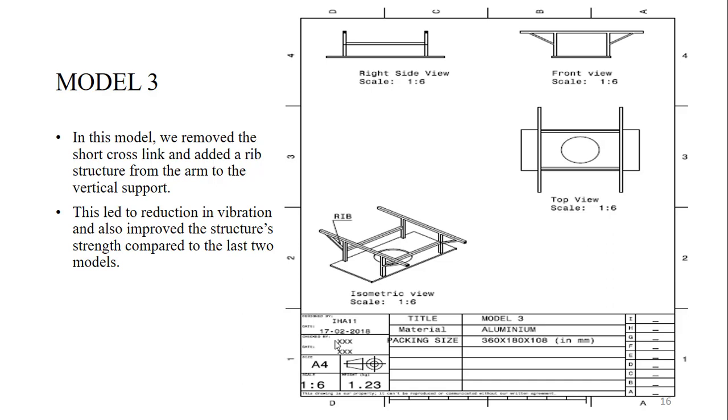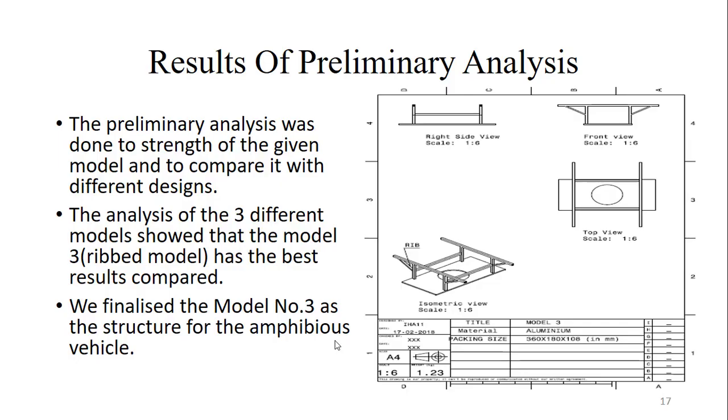Model number 3 has a simple change: ribs replaced our equidistant arms, and this would help a lot in the strength as seen in the analysis results. In the primary results we got from the 3 analyses, we see the rib model as the best. We finalize the rib model as the amphibious vehicle model because in the results the stress sustained and the deformation are comparatively lower for this model than the others.